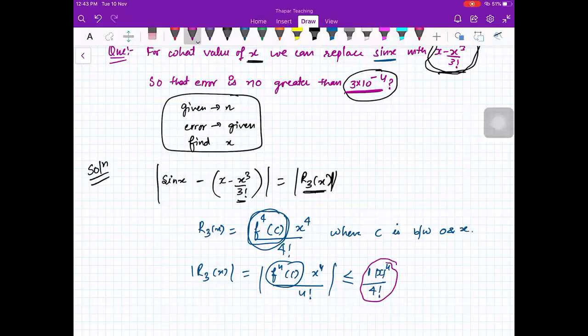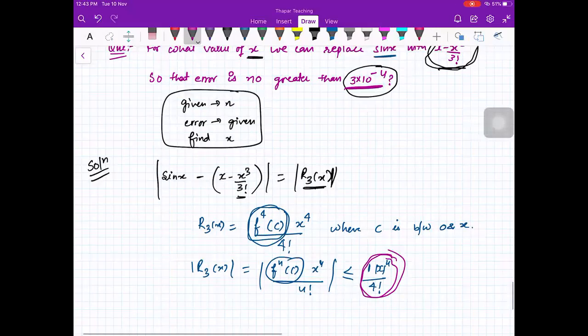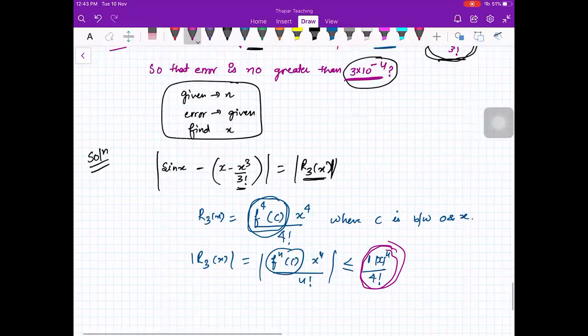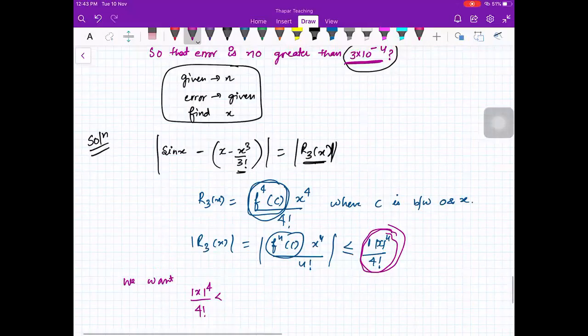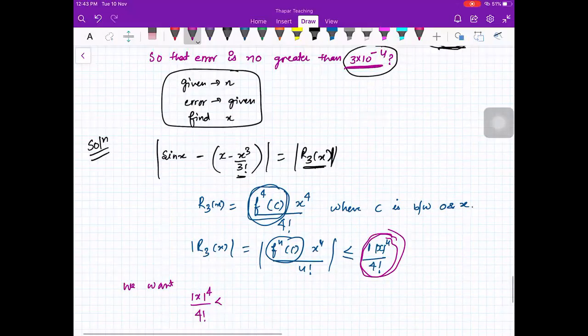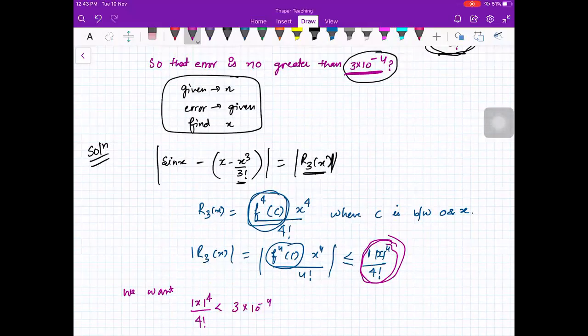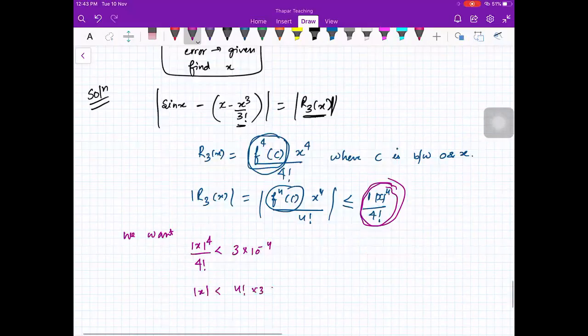Now you want this number to be less than 3 into 10 to the minus 4. We want mod of x raised to power 4 upon 4 factorial to be less than this number, 3 into 10 to the minus 4. Okay, so we want mod of x to be less than 4 factorial into 3 into 10 to the minus 4, raised to power 1 upon 4.